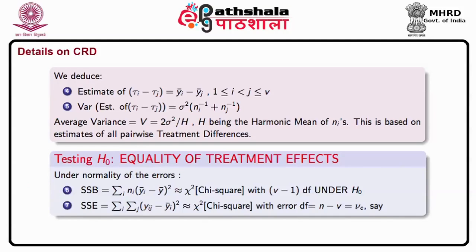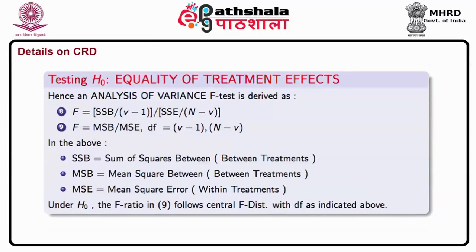Yes, sir. Okay. And the sum of squares of error, that is SSE, is equal to double summation over i and j, Yij minus y bar i dot whole square, which follows chi-square with error degrees of freedom capital N minus v, which is denoted as nu E. Next, to test for the equality of the treatment effect, the analysis of variance F test is derived as F is equal to SSB by v minus 1 divided by SSE by N minus v. And F is equal to MSB by MSE with degrees of freedom v minus 1 and N minus v.